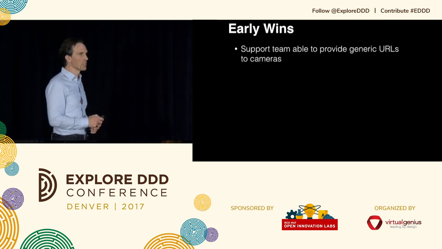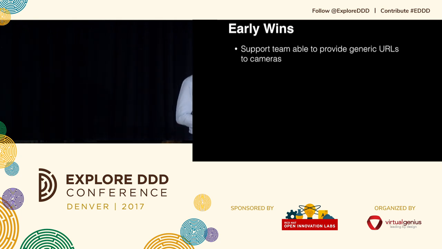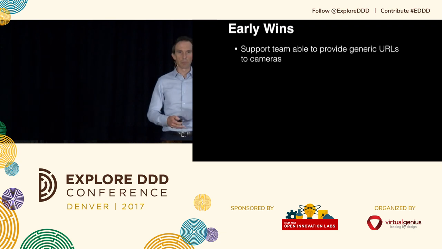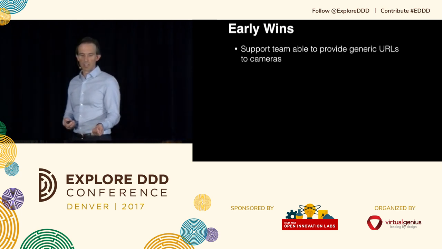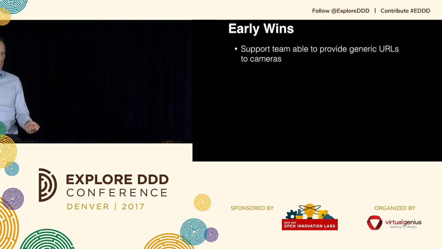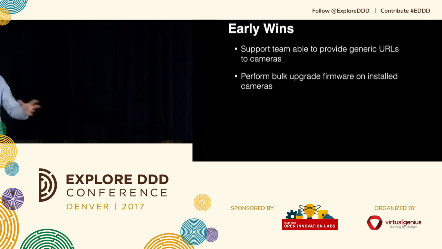But here's the thing. When you're doing this type of work, the question I often get, and Dan and I both got this question after doing previous versions of this talk, is, well, how do you justify these kinds of refactorings, right? Well, part of it is we were continuing to deliver features in the application, and this was more like something we were doing as we could. But then also being able to provide generic URLs to the cameras allowed some early wins. We were able to bulk upgrade the firmware on all the installed cameras because now we had the ability to send those commands from Ruby. Right? That was cool, right?